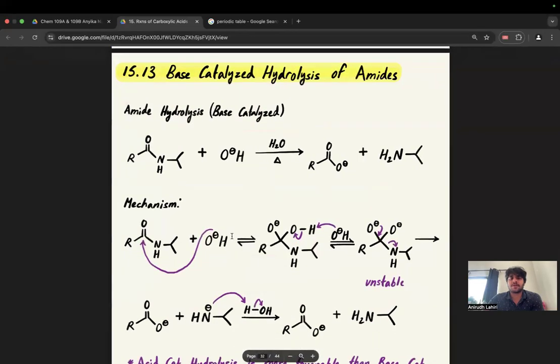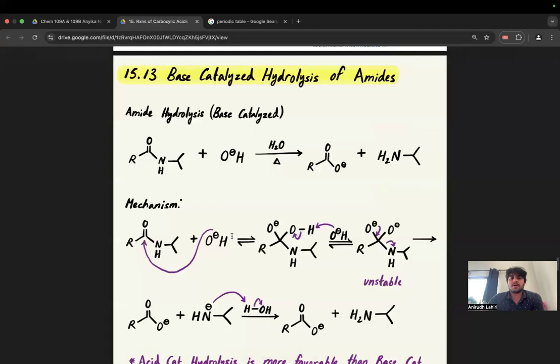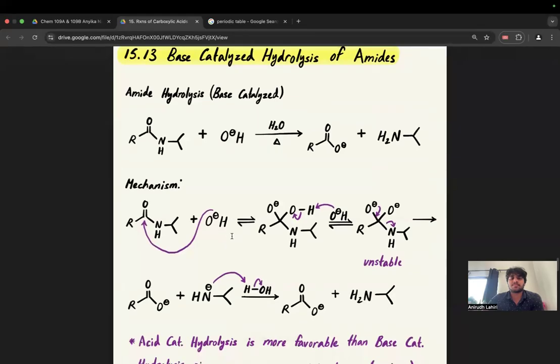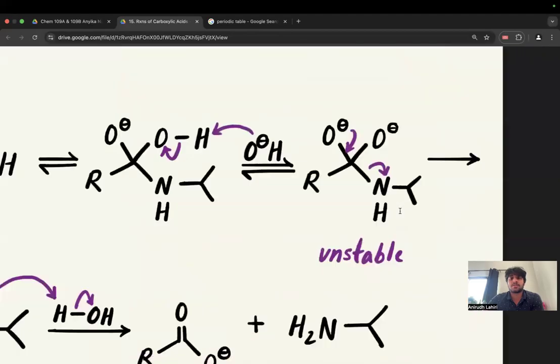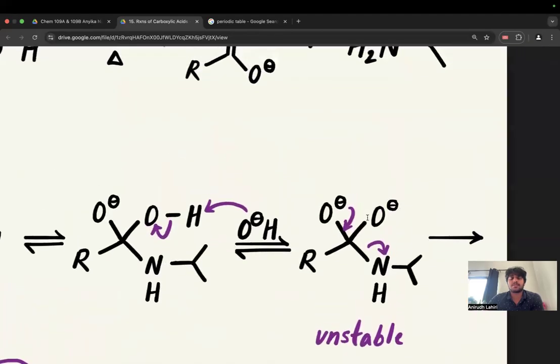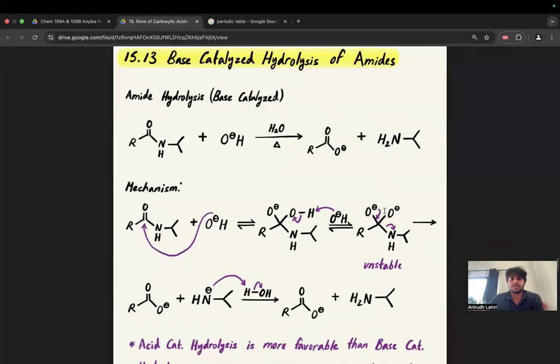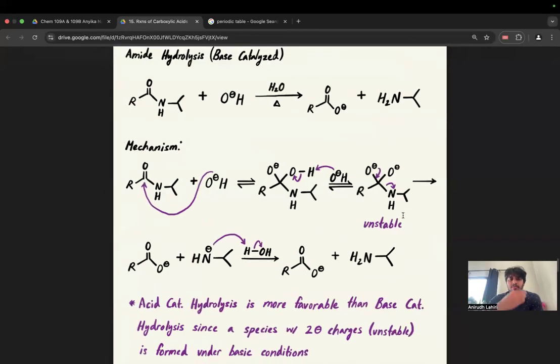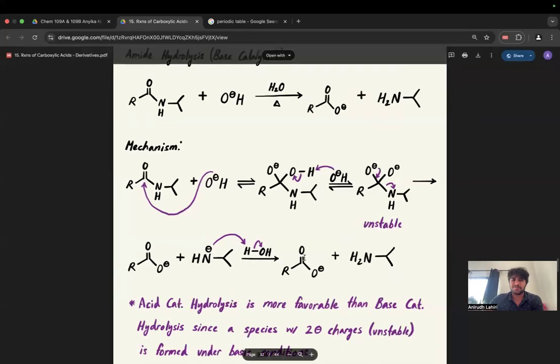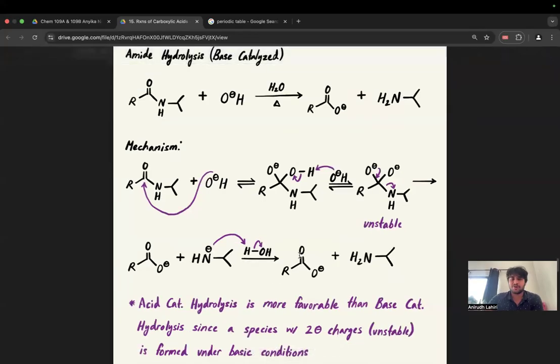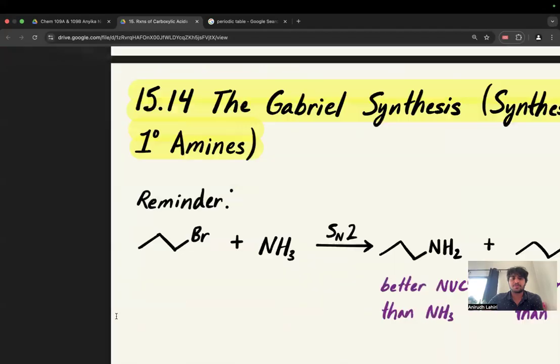Base catalyzed hydrolysis of amides. Amide hydrolysis can be base catalyzed. We prefer acid catalyzed hydrolysis though, because this is very unstable. A minus next to a minus is really, really unstable. Electron-electron repulsion. Just keep that in mind. I don't think there's ever a case where base catalyzed is better than acid catalyzed. Base catalyzed always has issues throughout, and I'll point out the particular things that I'm referring to as I go through the content. But just as a general note, if you can do acid or base catalysis, you almost always do acid catalysis.